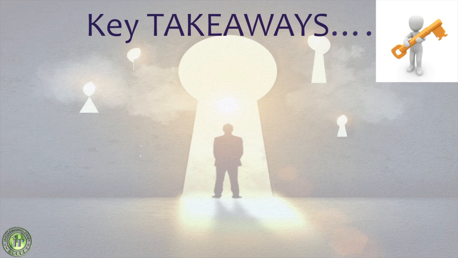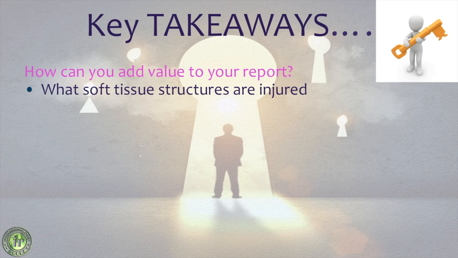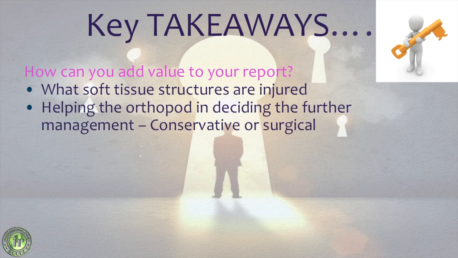So what are the key takeaway points? How can you add value to your report? By mentioning which soft tissue structures are injured and by helping the orthopedician decide what the further line of management should be, that is, conservative or surgical. And for this, here are a few important points which will help you routinely, but they are not a rule. They are not applicable in all conditions.